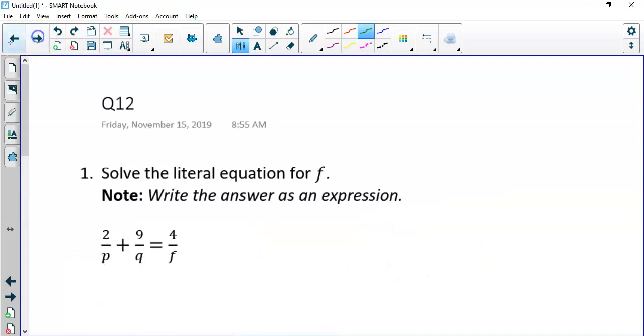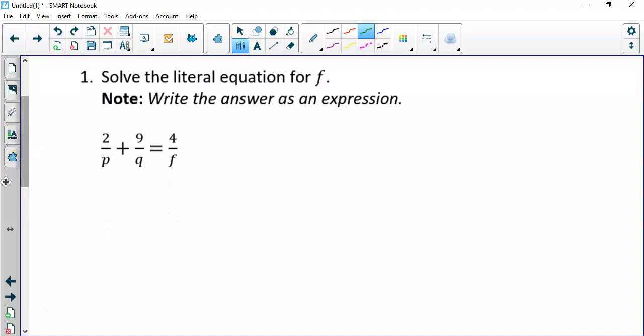Okay? Here we go. Question number 12. This is the one I've seen on past exams that gives students the most trouble. It's not long by any means, but it's the one that gives them the most trouble. So beware of this problem.